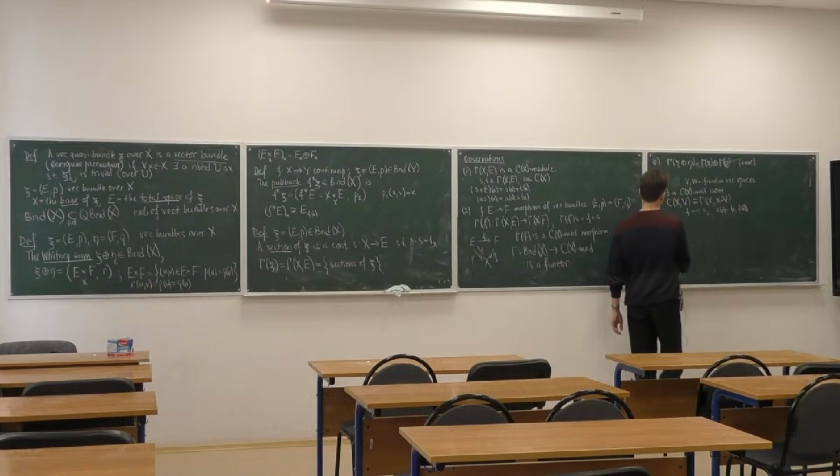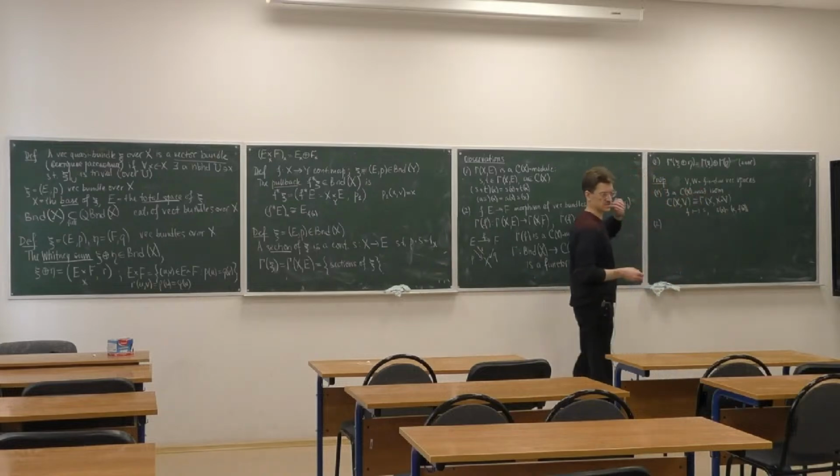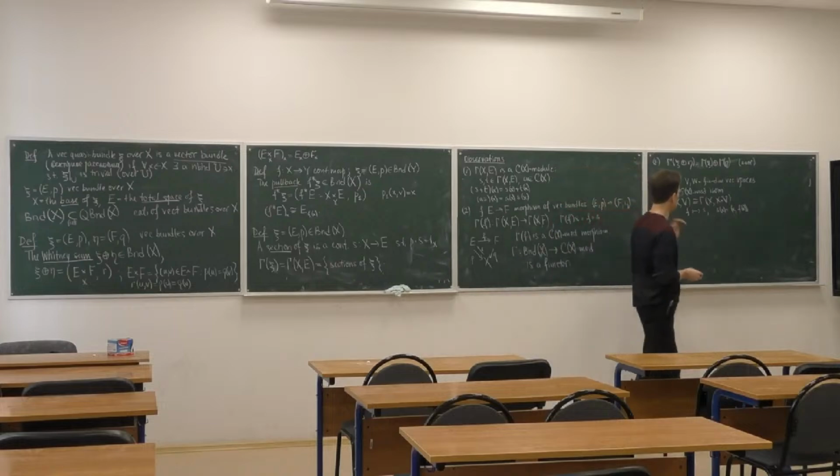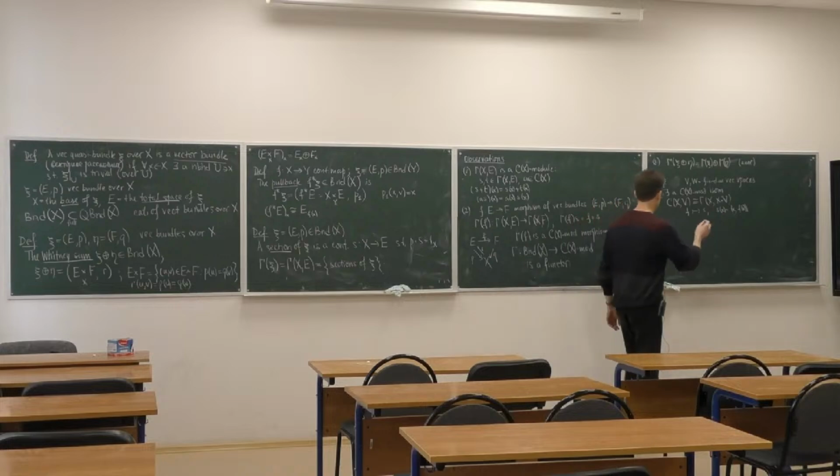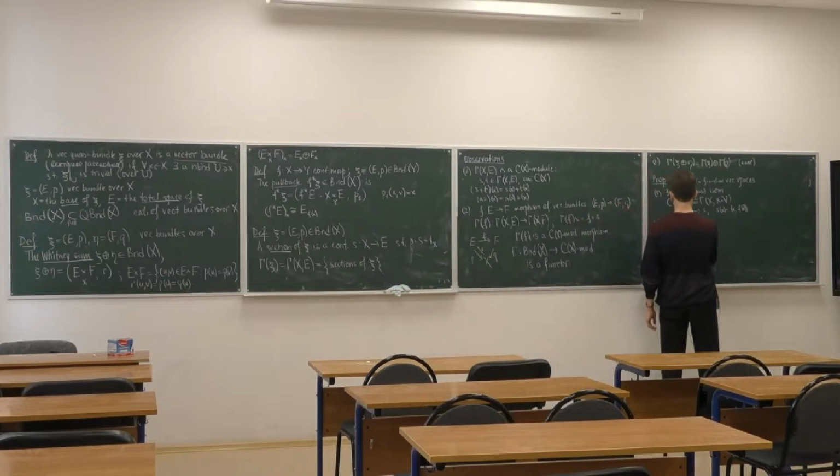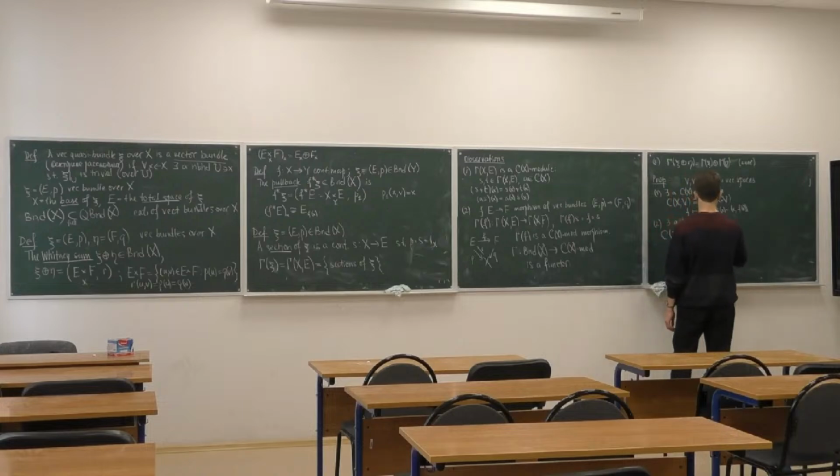And second, if we are interested in the set of all morphisms from one trivial bundle to another trivial bundle, then there is again, well, formally it is a bijection between the set of all continuous maps from X to the set of all linear operators from V to W.